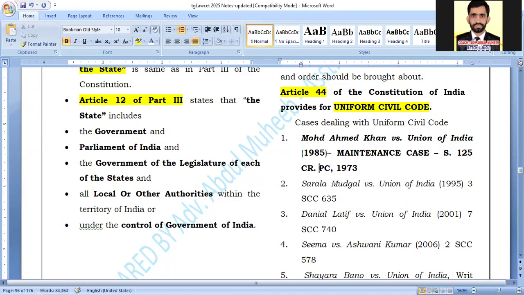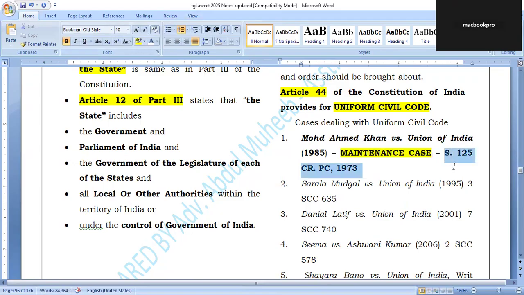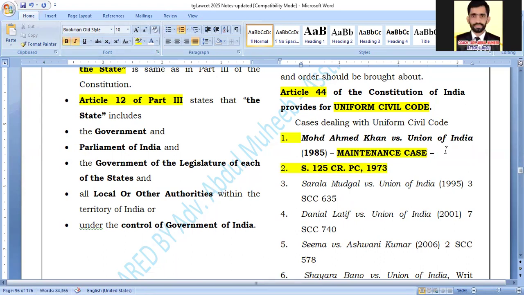Criminal Procedure Code. So, Muhammad Ahmad Khan versus Union of India, also known as the Shah Bano case, a maintenance case under section 125 of CrPC 1973. Please remember this.